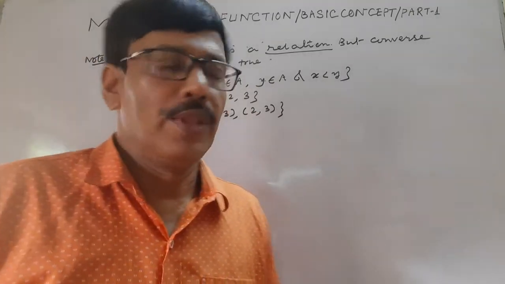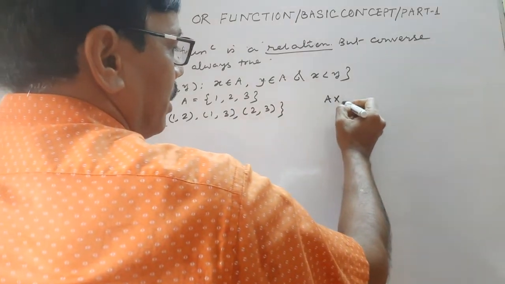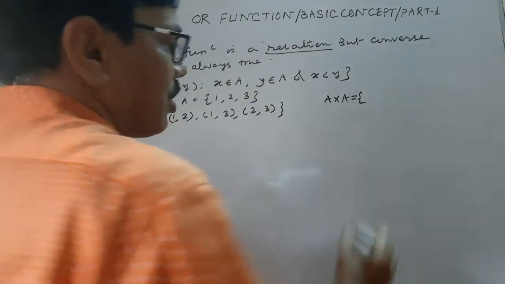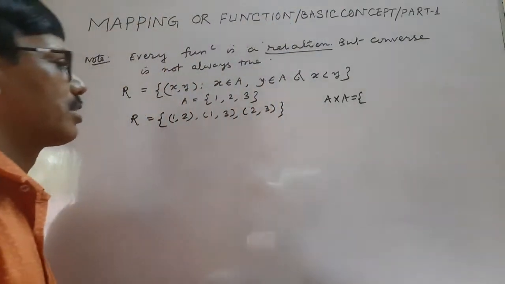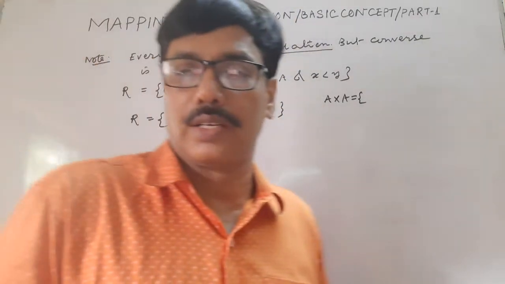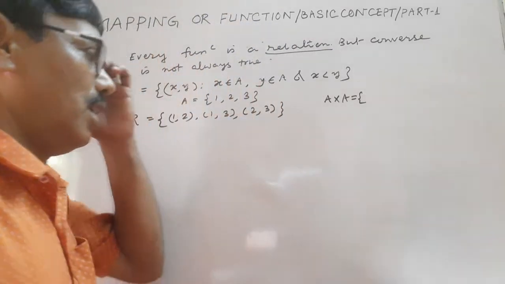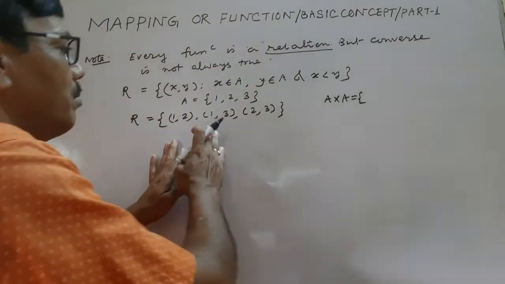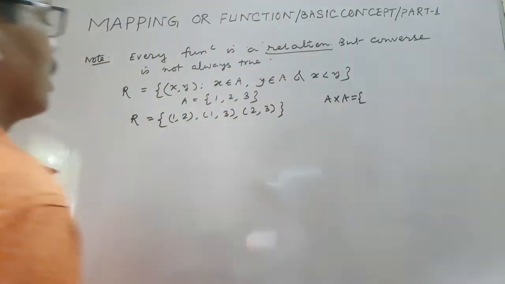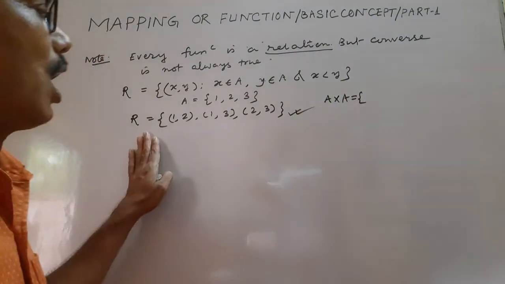Listen again. A equals {1, 2, 3}. You calculate A cross A, the set of all ordered pairs. Then a relation is a subset of the Cartesian product. You have to take those ordered pairs for which the first element is less than the second. So this is R.